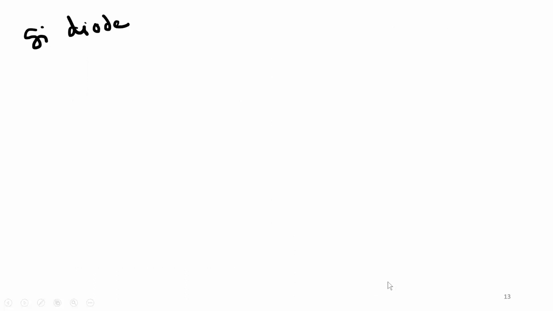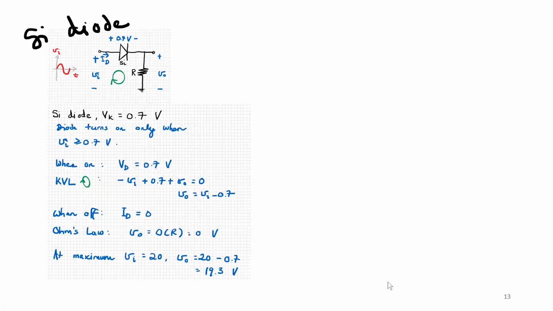Okay, now what happens if it's a silicon diode? If it is a silicon diode, when it turns on, VD becomes 0.7 volts, and it will only turn on when V in is greater than 0.7 volts. Okay, and if we do KVL here, we have negative V in plus 0.7 plus V out, and so V out equals V in minus 0.7.